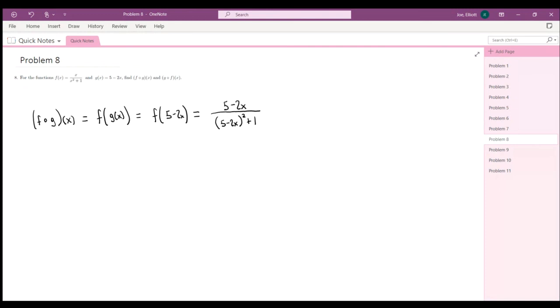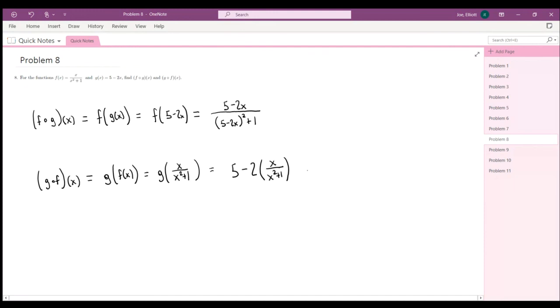We also wanted g composed with f, right? That was g of f of x. So what this means is take the function g and plug in f, which is x over x squared plus 1. So anywhere we see an x in g, we're going to replace it with x over x squared plus 1. So instead of 5 minus 2x, that x gets replaced with x over x squared plus 1. Okay?